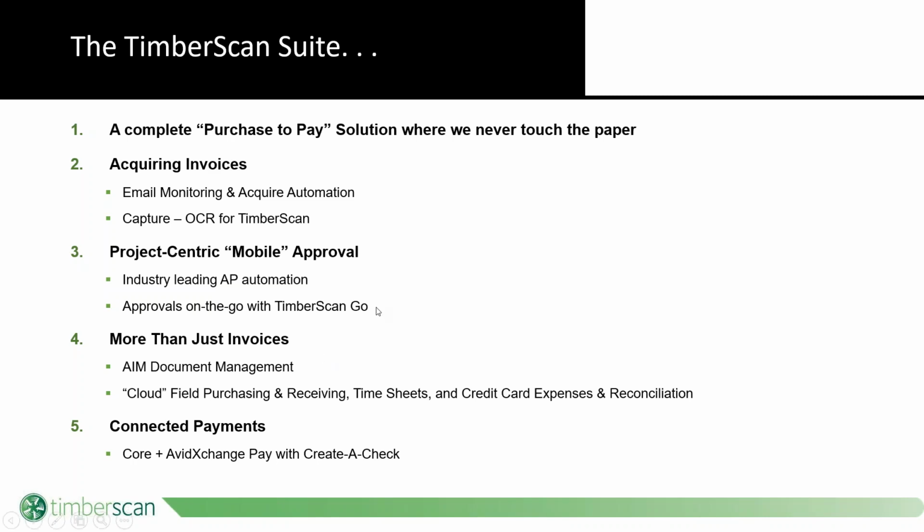Approvals on the go. We have an application called Timberscan Go, where clients can approve invoices using any type of mobile device that they want. So we'll talk about that. But Timberscan has gone beyond the boundaries of AP invoice routing and approval. We have an application called AIM, Advanced Image Management, that is a full document management system.